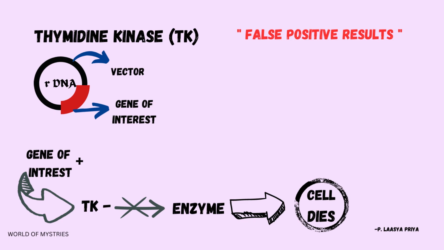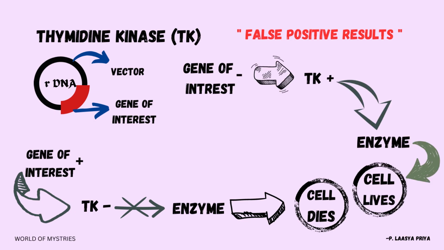If the gene of interest is present in the host cell, then the thymidine kinase will be inactive, where the enzyme is not active, so the cell will die. When the gene of interest is absent in the host cell, the thymidine kinase is active, where the enzyme is active, so the cell will live. With this method, we are getting a false result, so we can do it in a different way.